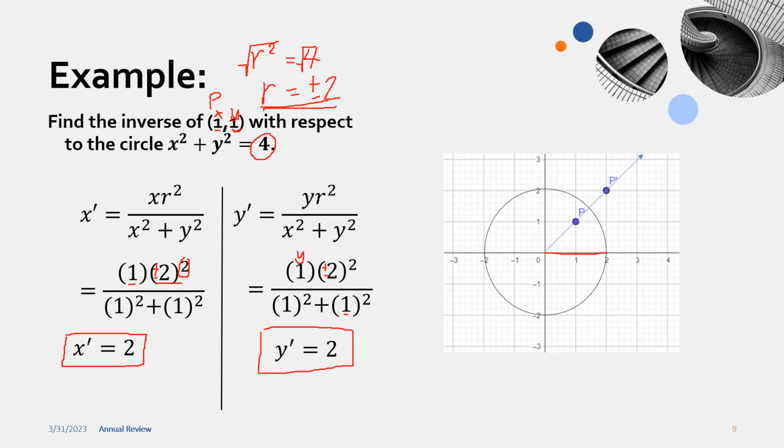Therefore, the point of inversion, which we denote as P prime, is at the point (2, 2). If we plot it, right here is the point of inversion. Now to answer the question, the point of inversion is at (2, 2). So this will be the answer.